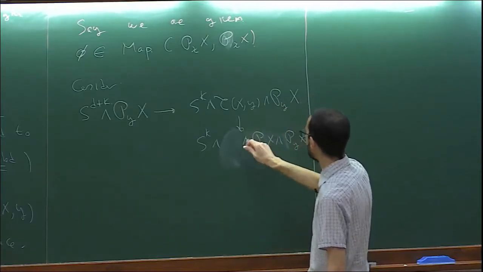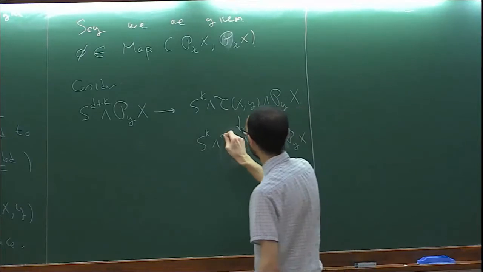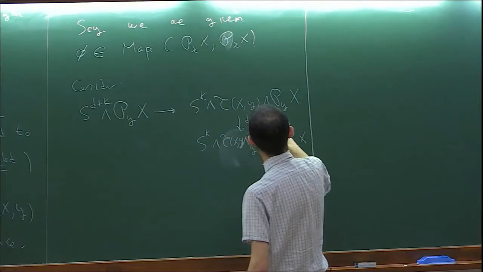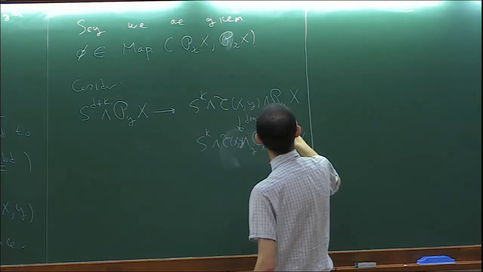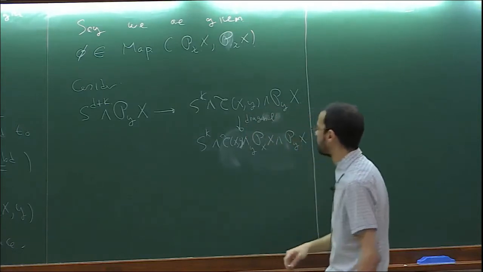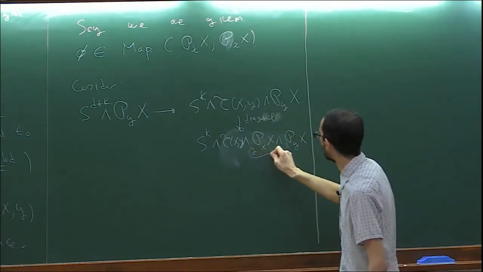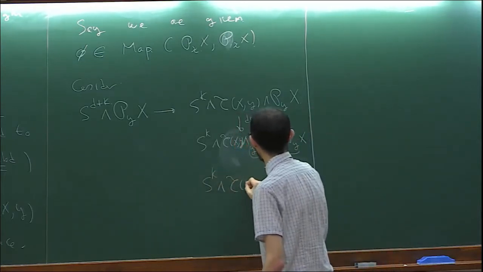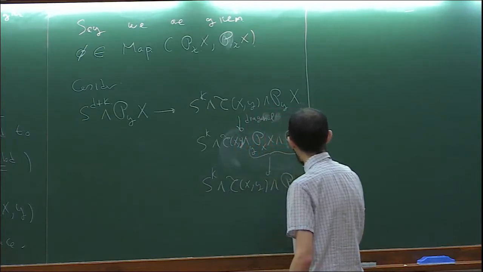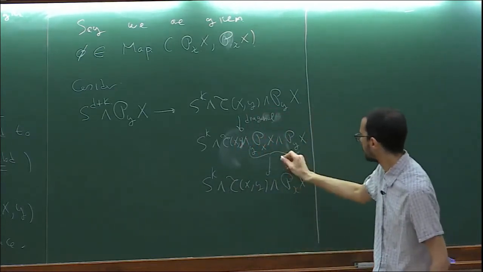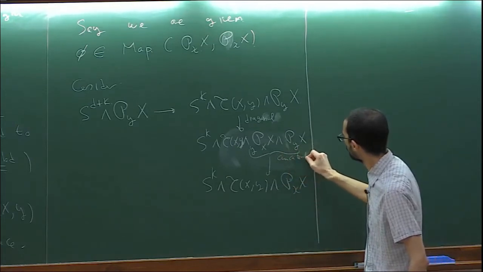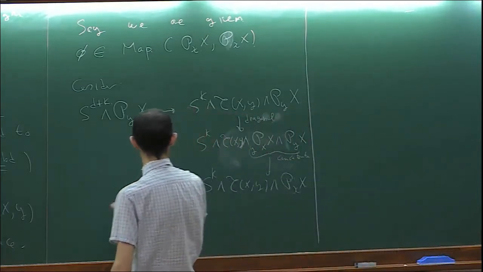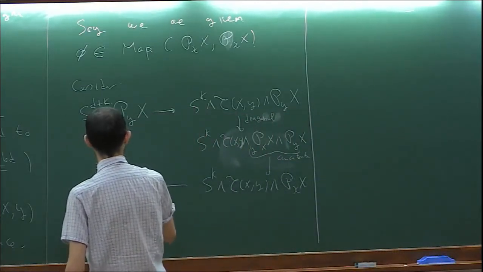Now, instead of just doing this, I also want to take a diagonal map. So this is the diagonal plus the embedding. Now you concatenate here. So this goes to S^K smash T_XY smash P_x. You just concatenate, and now you concatenate again.